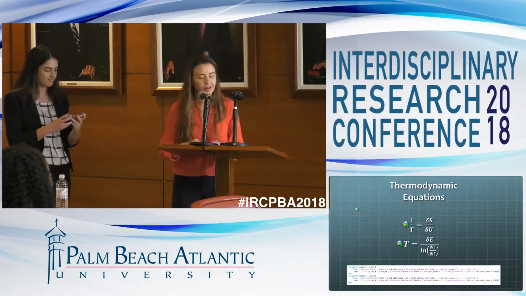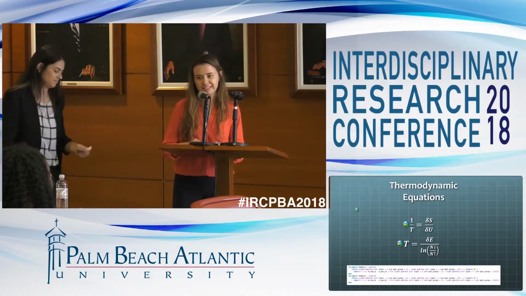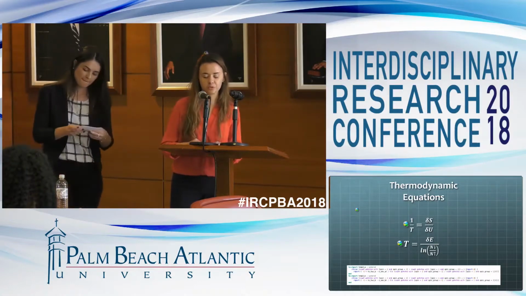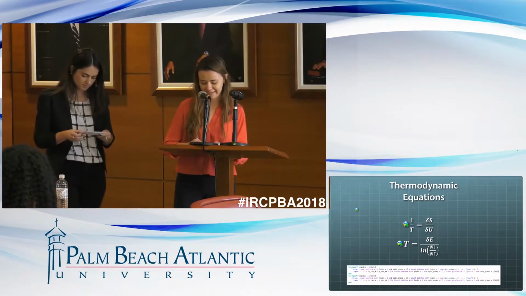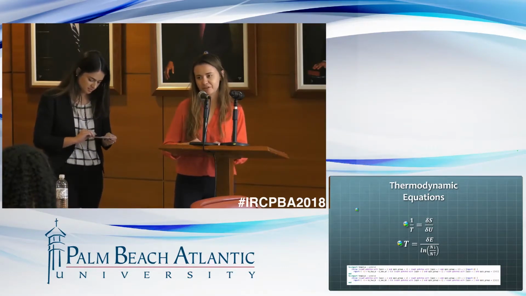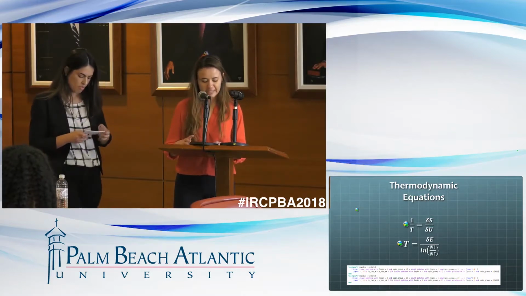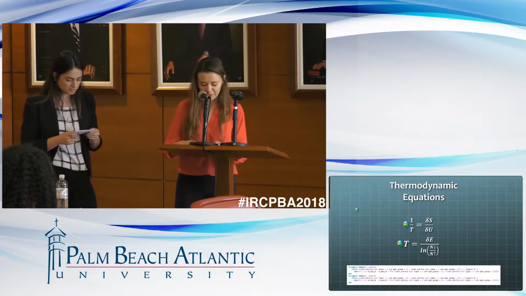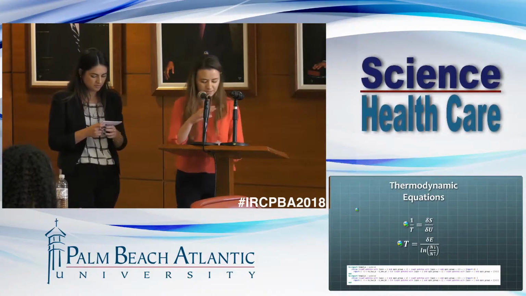So these are a couple of thermodynamic equations that we used in our model. The first equation is the definition of temperature that is normally used, but the second equation below is what we used in our binary spin system to calculate the temperature of the 2 spin systems. So this is where temperature is the energy difference between the spin states over the natural logarithm of the excited spins divided by the ground state spins.